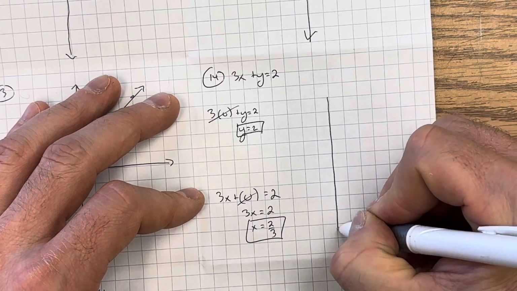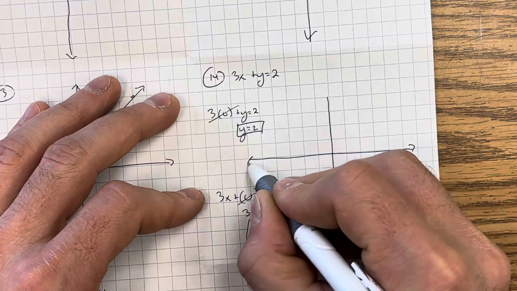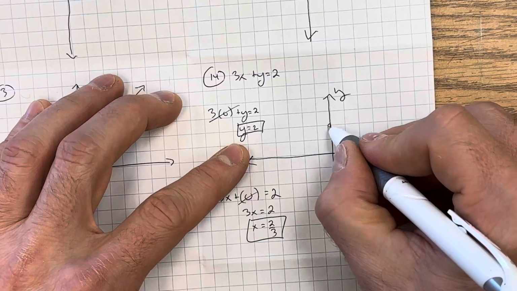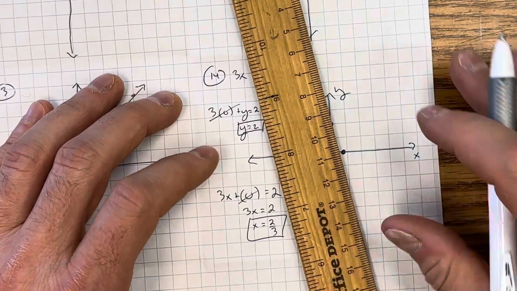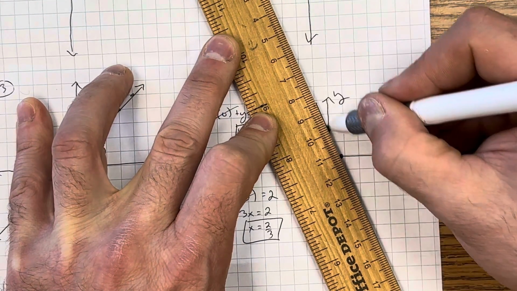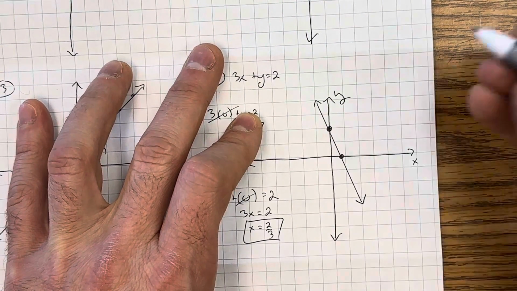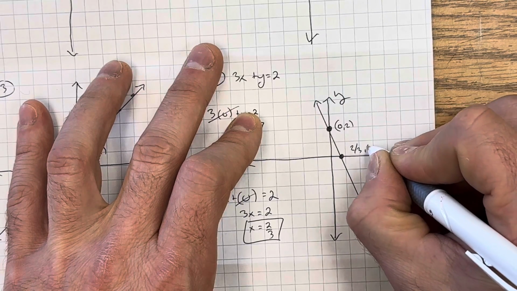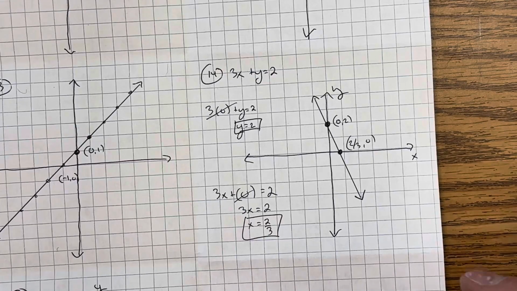Again, x, y. Y-intercept at 2. X is at 2/3, so it's roughly right there. And again, they don't need to label it as long as I can count their boxes. If they did go ahead and say this is 0, 2, and this is 2/3, comma 0, awesome. They didn't need to label those things.